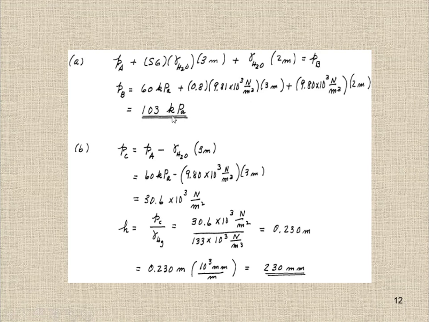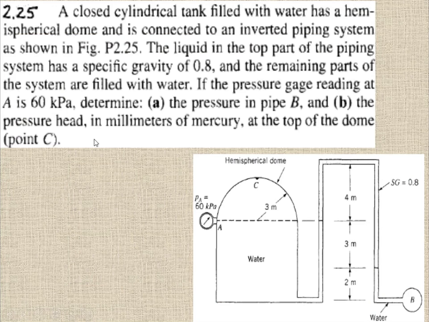Now the second part of the question is to find the pressure head in millimeters of mercury at the top of the dome. So we have to find out the pressure at this point, okay. Here we can see there is no height of the column. This is the pressure exerted on the surface of the container by the fluid. This is not due to the weight of the fluid, this is due to the force exerted by the fluid particles. So how can we measure it?